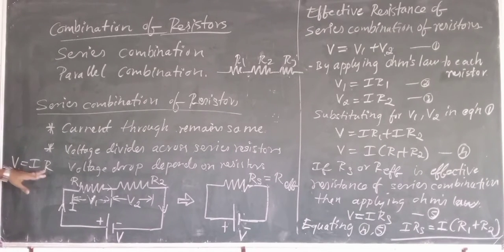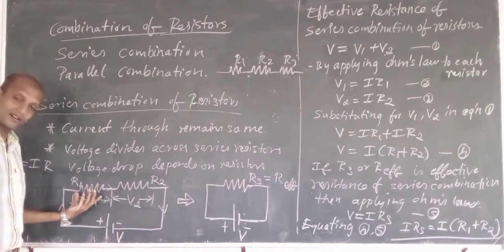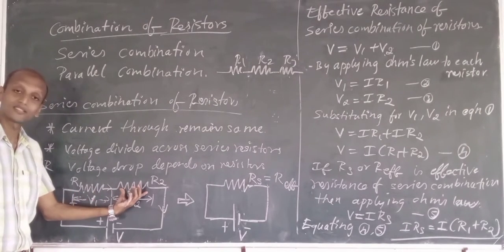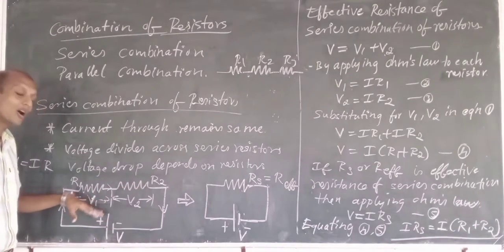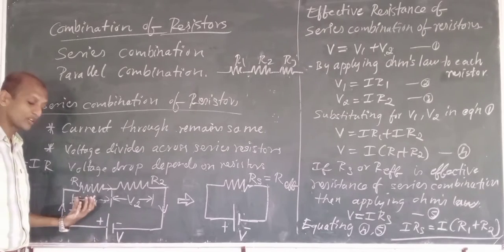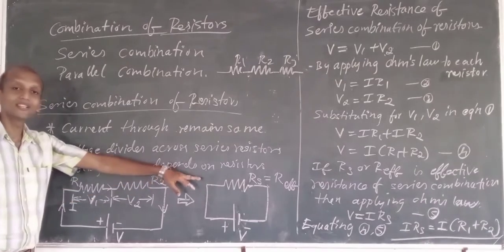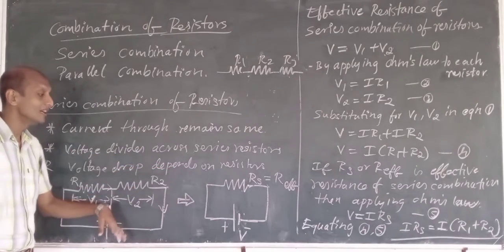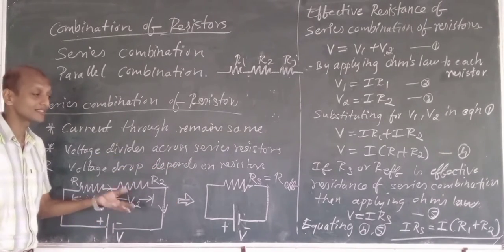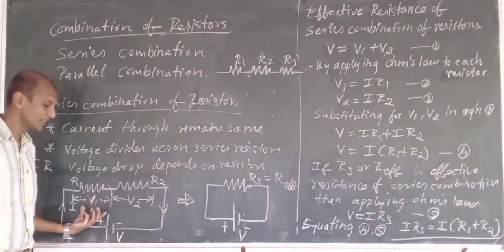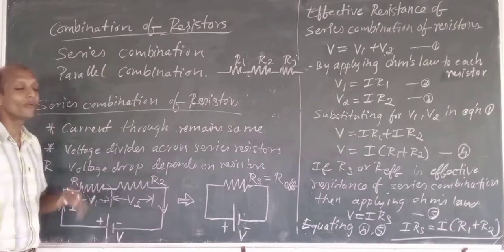Now if I have a resistance R1 and a resistance R2, how much voltage will be dropped here and how much voltage will be dropped here will depend on the resistors. Resistance will decide the voltage drop here and here. So how can I say that?